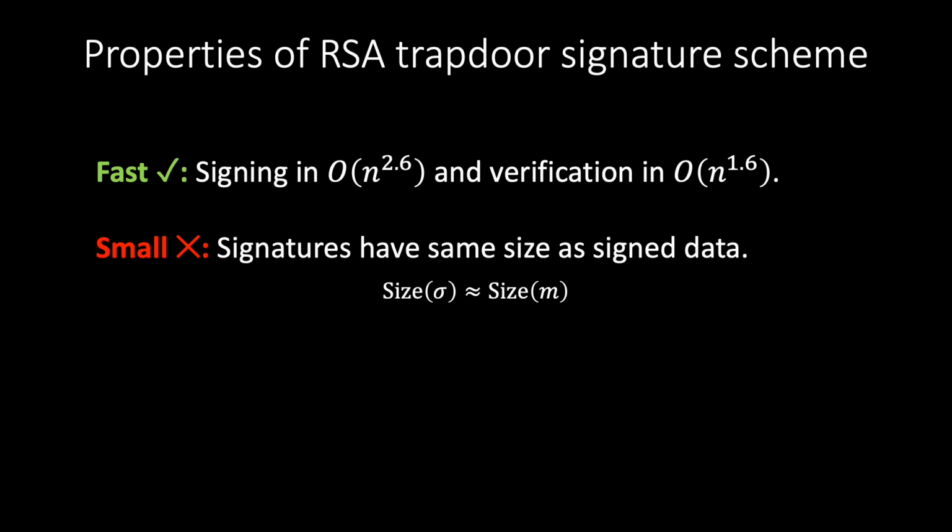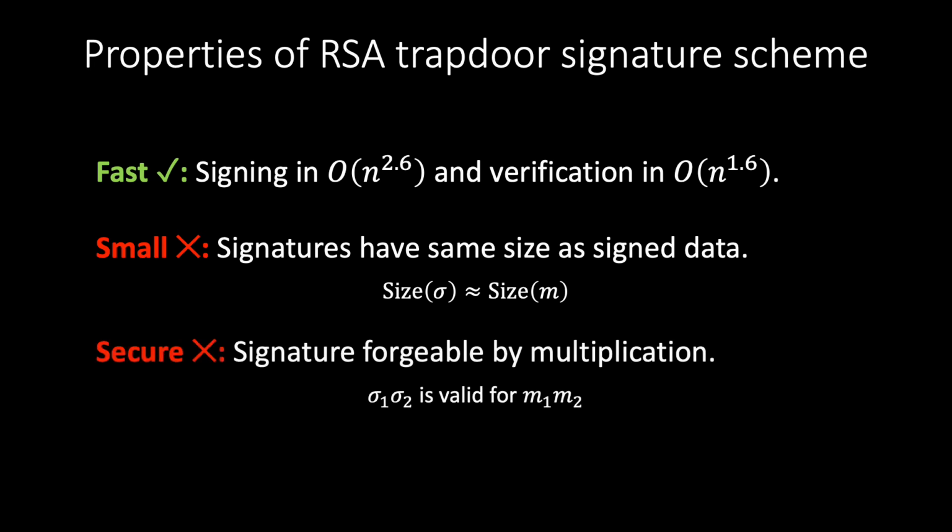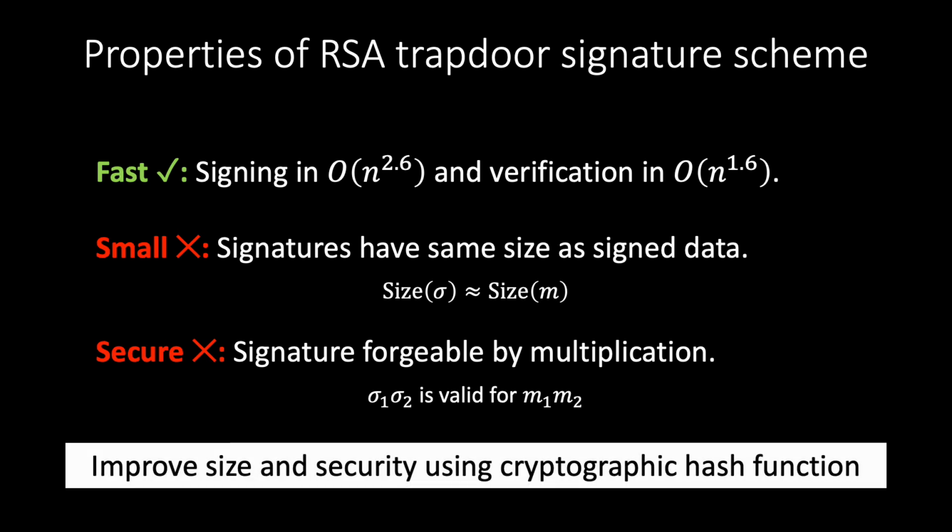Moreover, signatures are forgeable due to the multiplicative structure of the RSA trapdoor function. By multiplying two signatures we obtain a signature for the multiplication of the messages even though this message was never signed. In the next section, we will have a look at how we can improve upon signature size and security by using a cryptographic hash function.